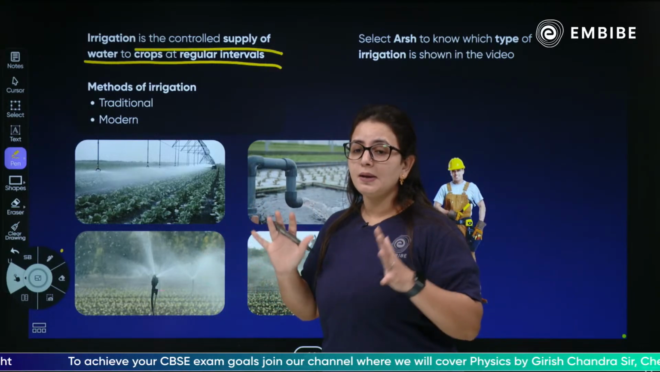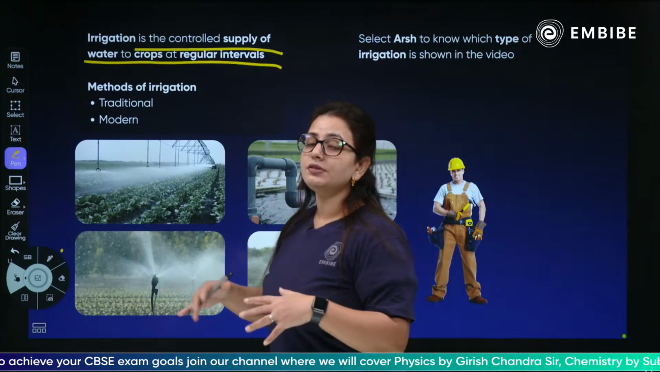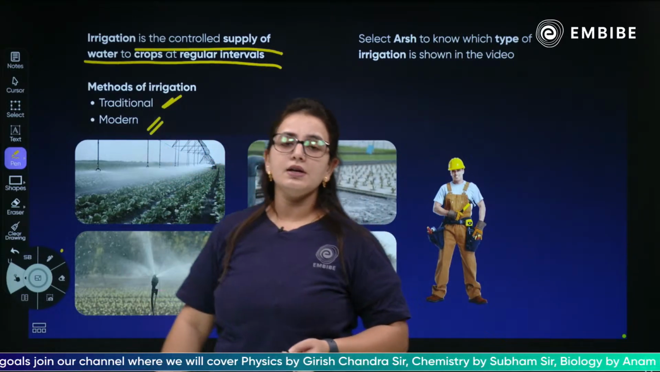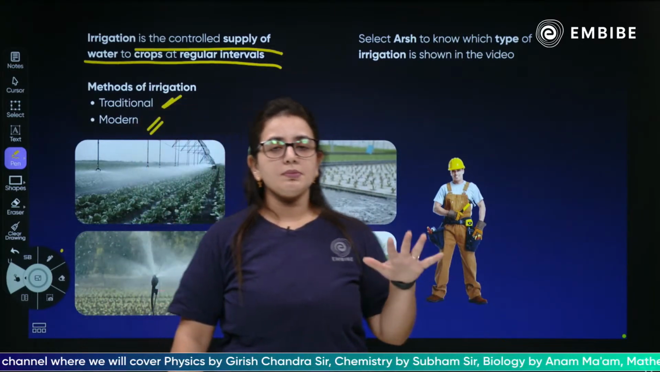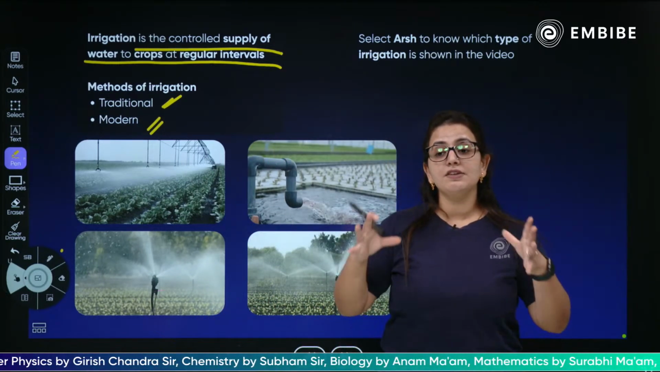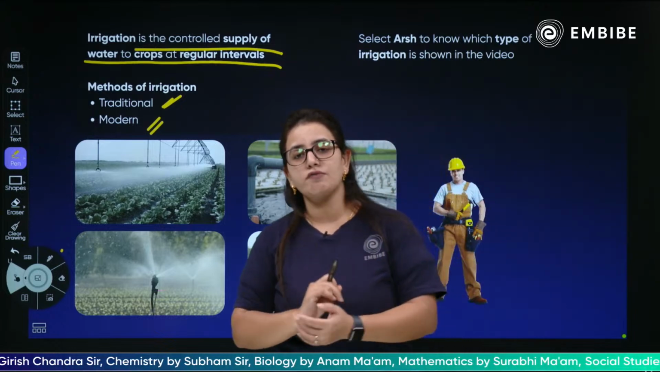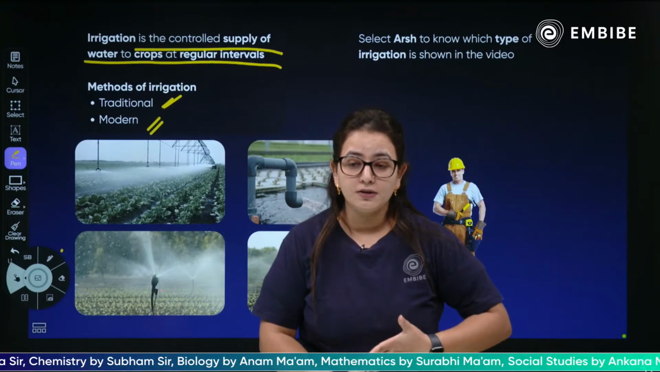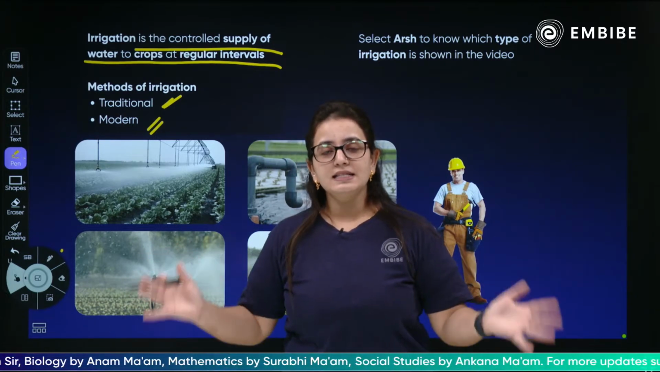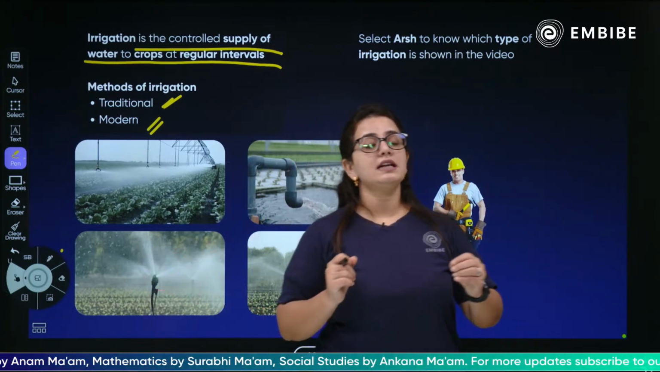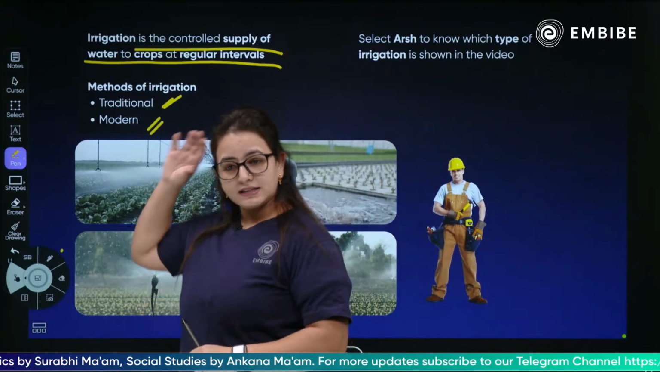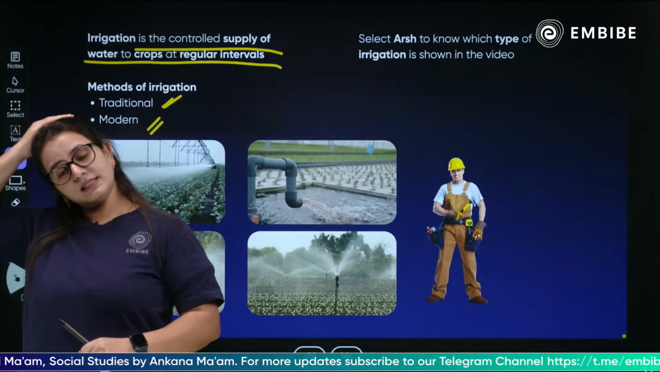We have different methods. Initially we had a traditional method, and now we also have a modern method. We're going to discuss both the traditional and modern methods of irrigation. Irrigation means supply of water to the crops at regular intervals so that they can grow and develop easily, because if there is less water, it is going to hamper the growth and development of the plant. Is it clear or not, children?